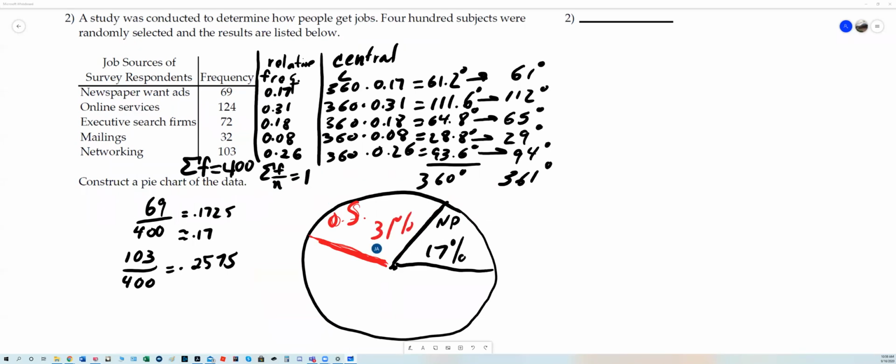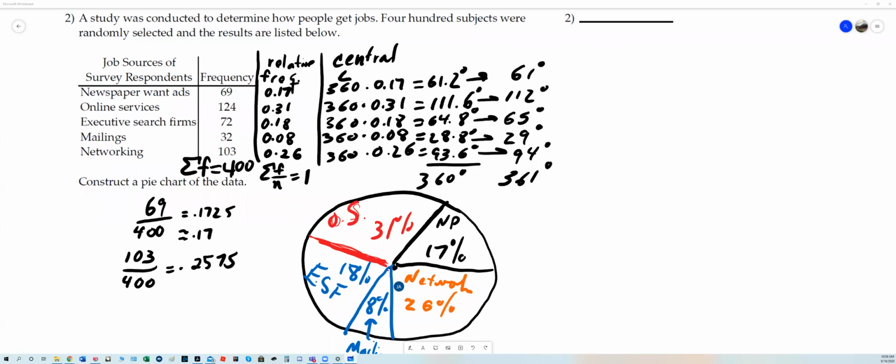And then you would do that again. The next one would be 65 degrees, so it'd be kind of like this. And that would be 18%, for executive search firms. The next one would be 29 degrees, so it's something like this. And again, this is not the best graph, but this is for mailings. And then the last one will be networking, whatever's left. It should be 94 degrees. It could be off, whatever, but 26%.